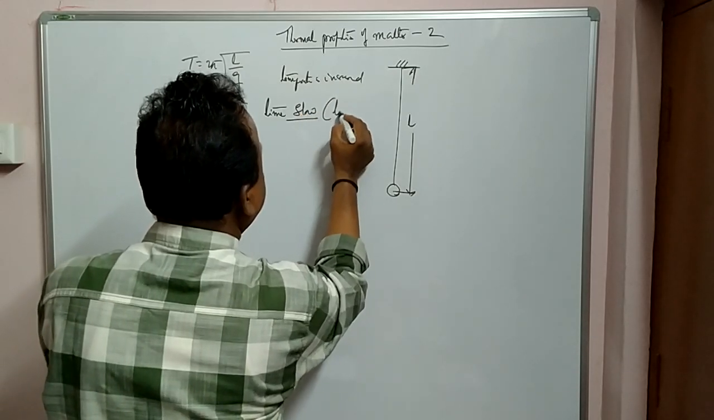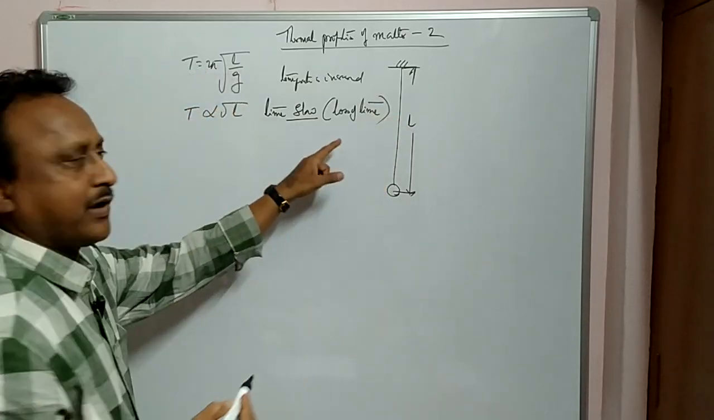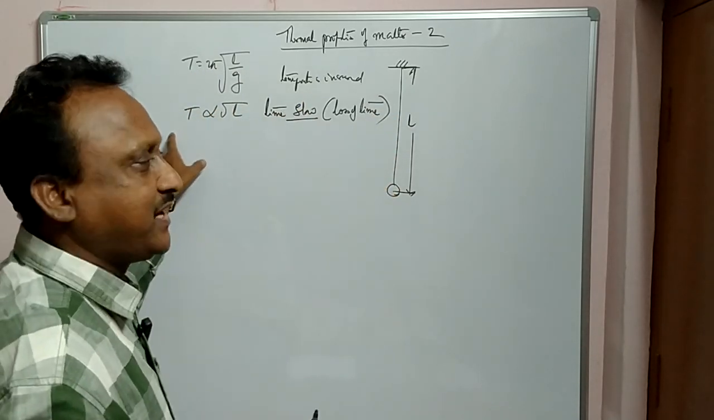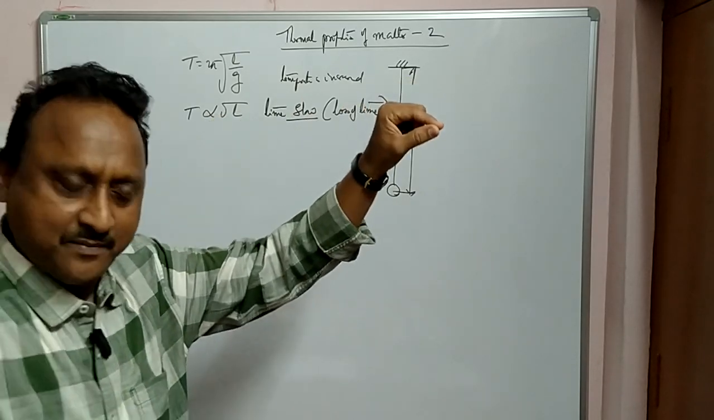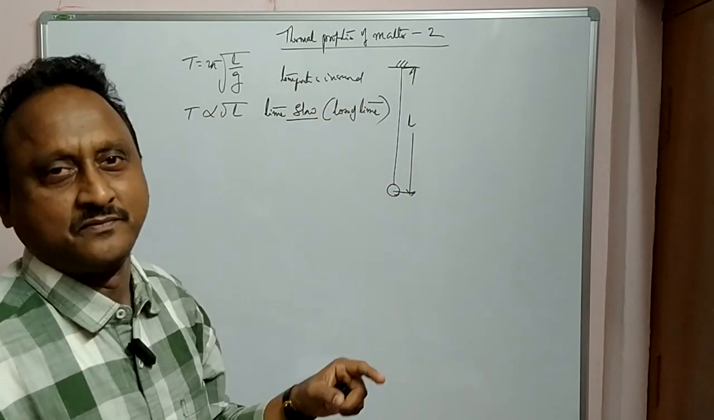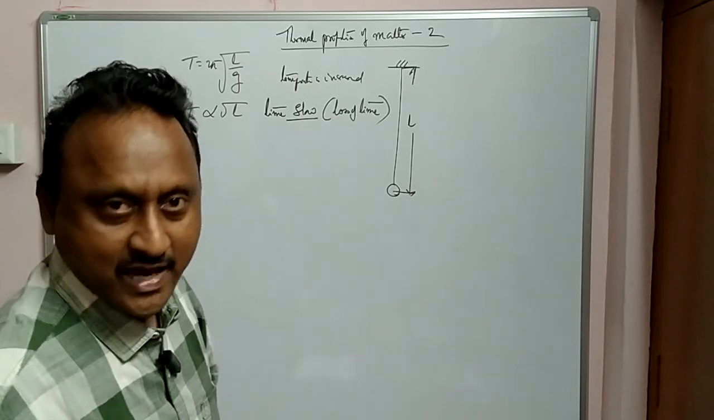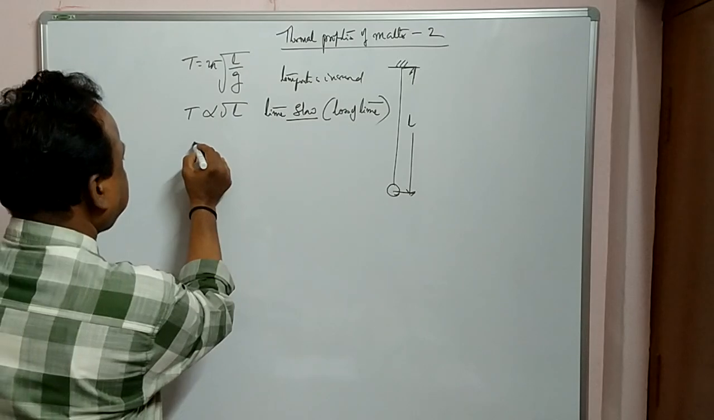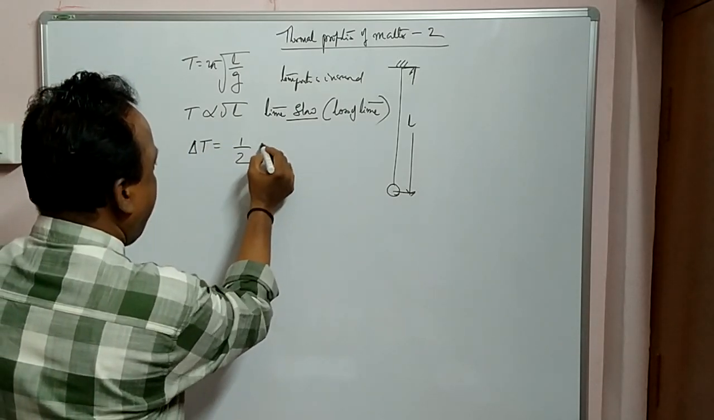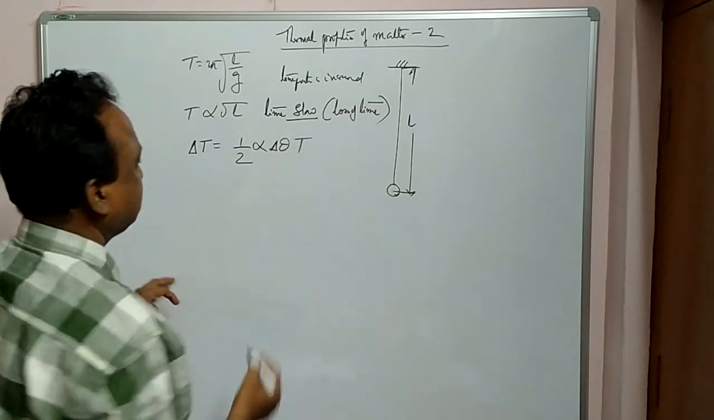So here there is loss of time. When you increase the temperature, length is increased, time period increased. That means it takes more time, so time becomes slow. So loss of time. In such cases, how do we get the formula? We have one formula for this: delta T is equal to half alpha delta theta into T.